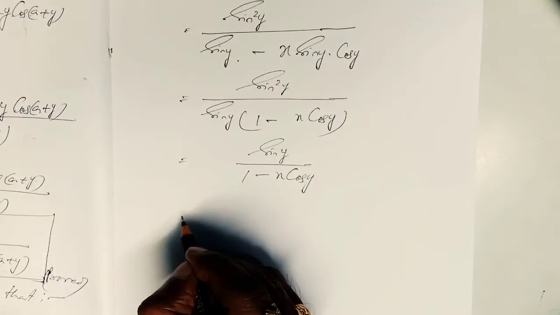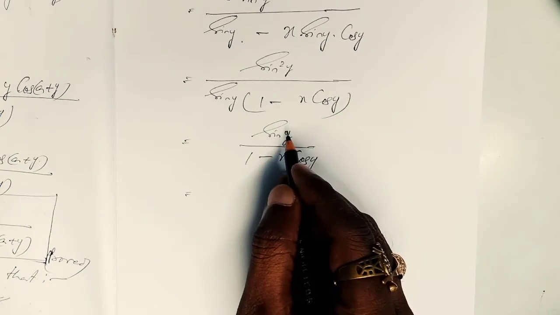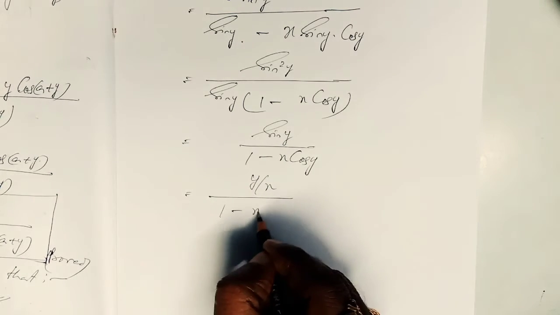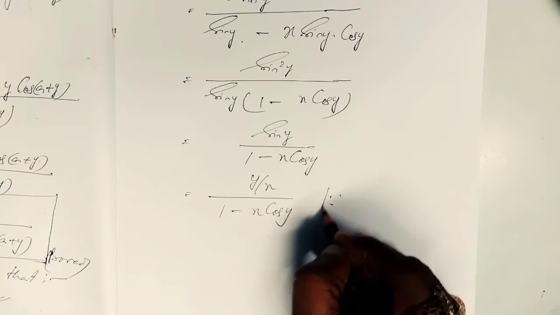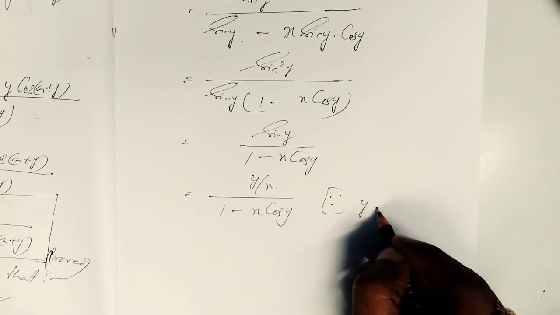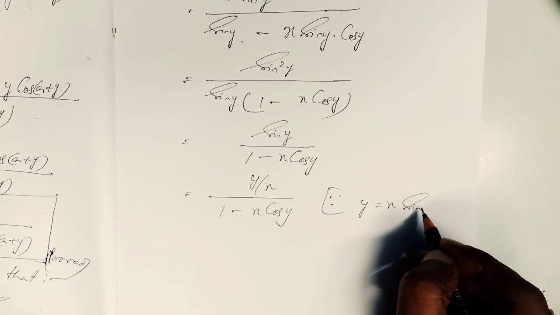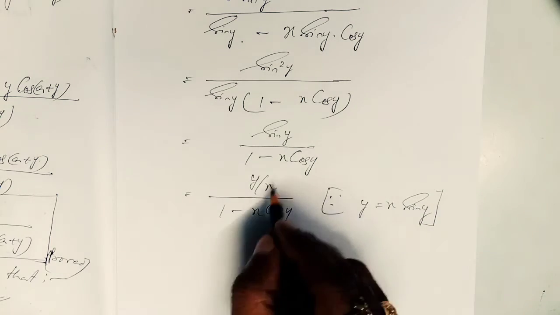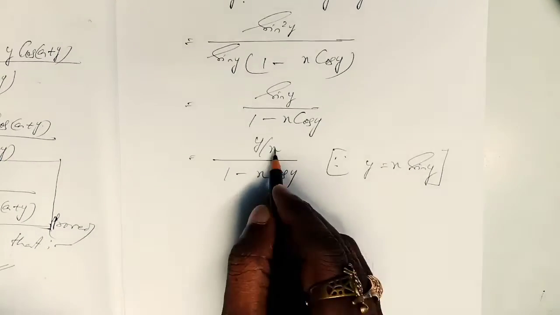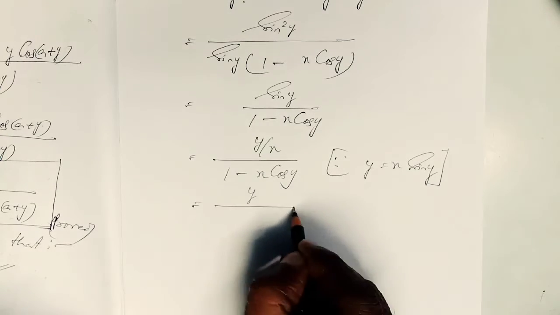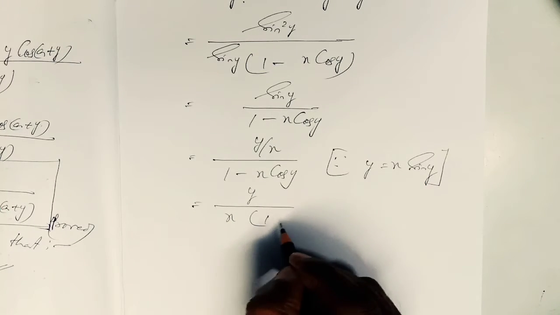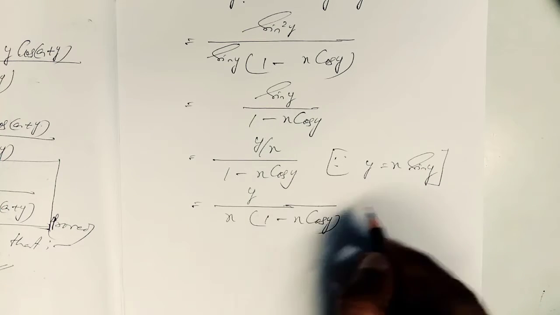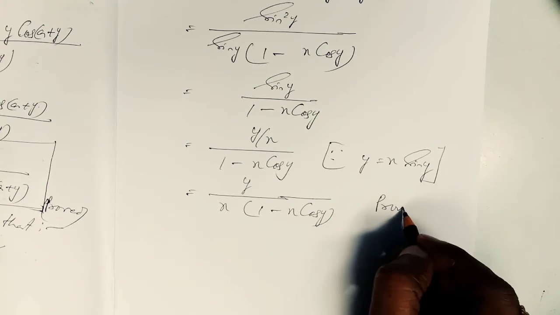After that, you have to put the value of sin y from the given. Since y is equal to x sin y, sin y value will be y by x. So what is the value of sin y? That will be y by x. I am putting it here. After that this x will come down. That means y by x whole into 1 minus x cos y, and that is the answer they are asking to prove. Prove or not?